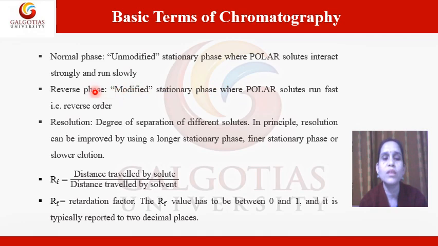But what happens in the reverse phase? Reverse phase is a modified stationary phase where polar solutes run fast and non-polar solutes run slowly. That means it is in the reverse order. We know that chromatography depends upon affinity, that means it depends upon the affinity of the stationary phase. So where the stationary phase holds the compound for a long time, according to that the solutes or the components of the mixture will move.